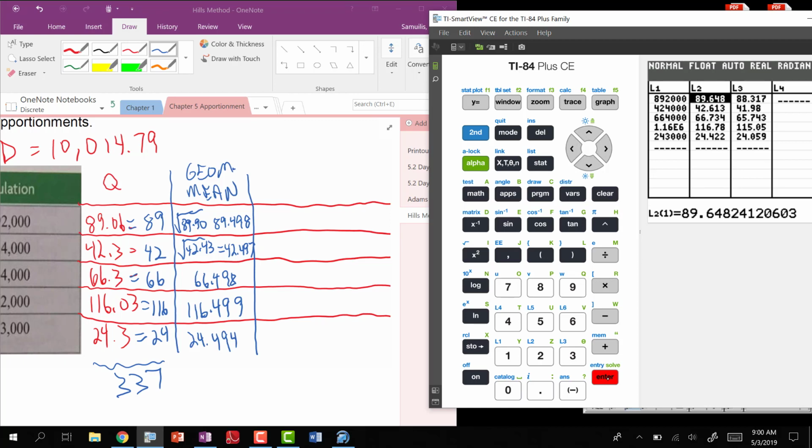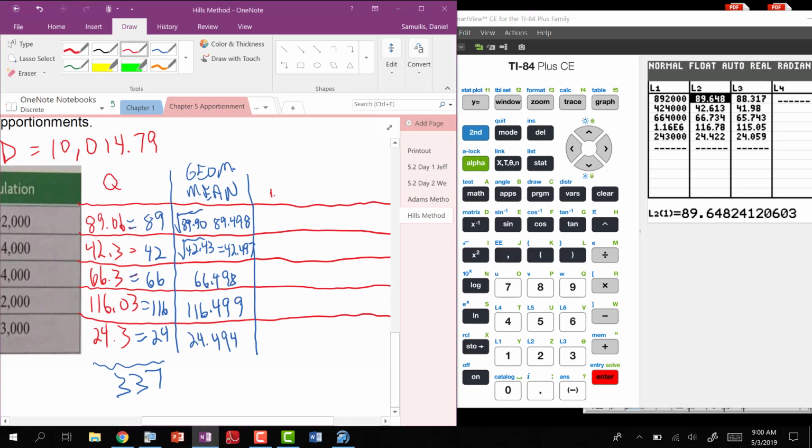Oh, no. Okay. So what happened with 89? I think I went too far. Okay. Look at the comparison. What's 89.6? It's still between 89 and 90. So what does that do for this? What does that mean comparatively? Is it going to go up to the next one or stay below on 89? Well, this is bigger, so here's my first modified quota.